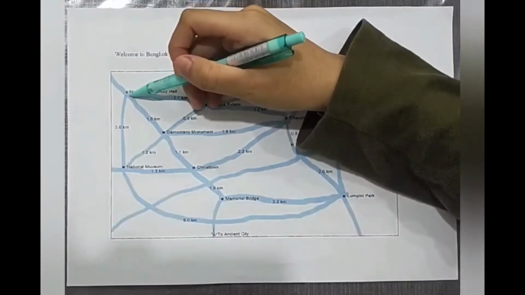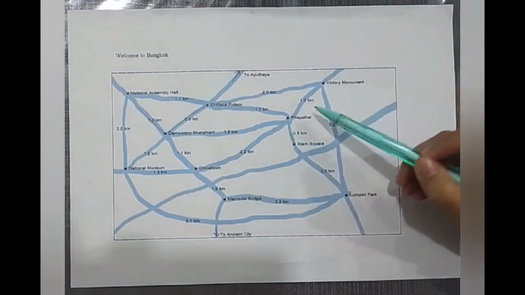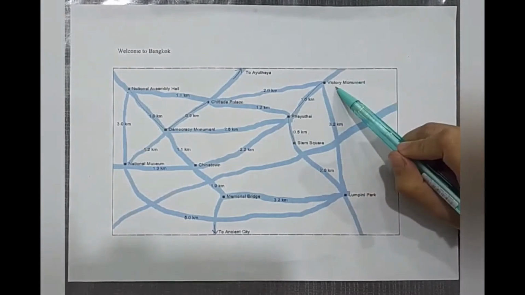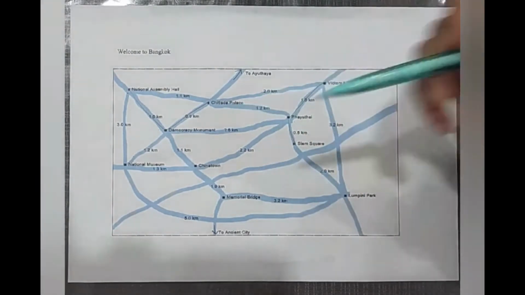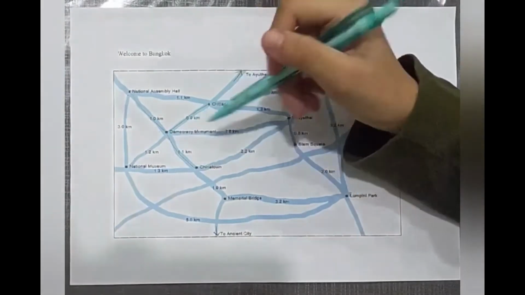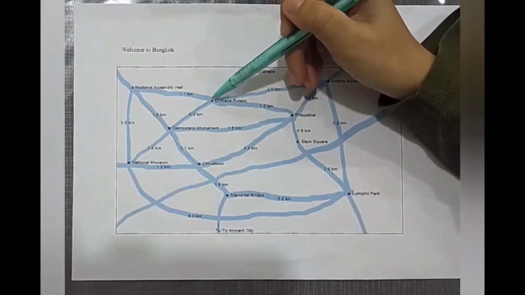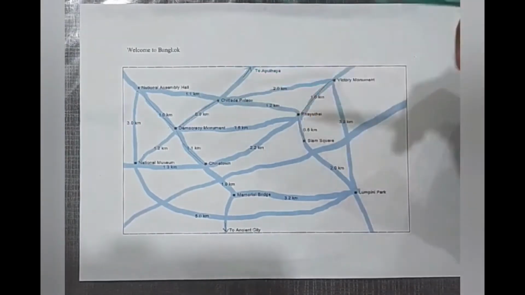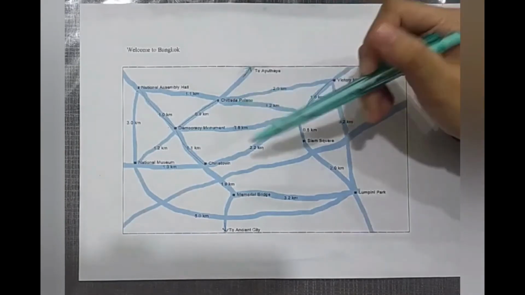1.0 from the Democracy Monument to the National Assembly Hall. No circle is formed, so we include it. Another 1.0 from Payatai to Victory Monument. No more 1.0. Next, 1.1. 1.1 we have Democracy Monument to Chinatown. Then 1.1 Jitlada Palace to the National Assembly Hall, but we don't take it because it's going to be a loop. Next, 1.2.